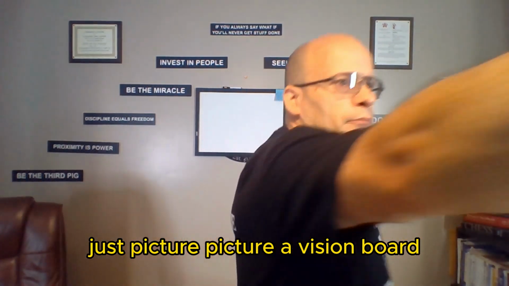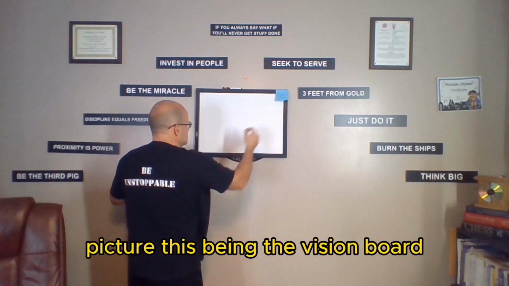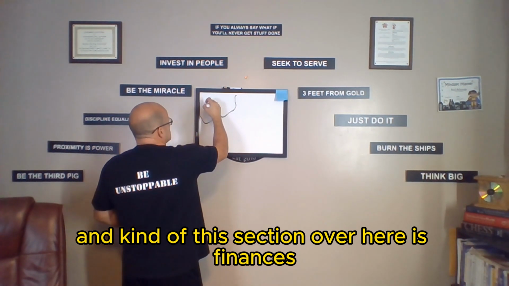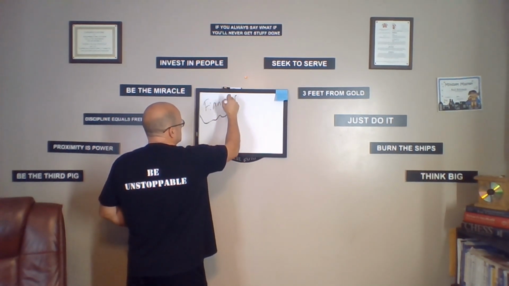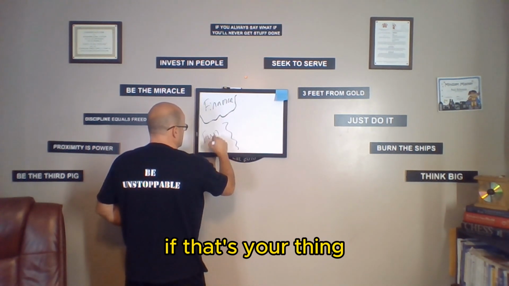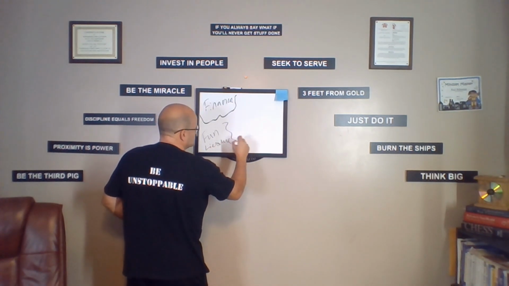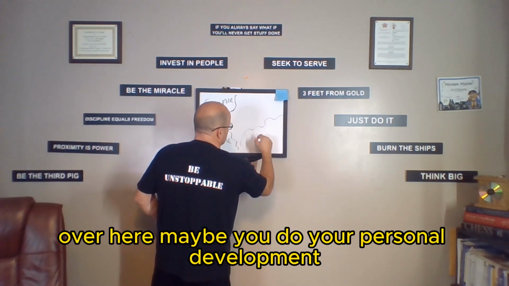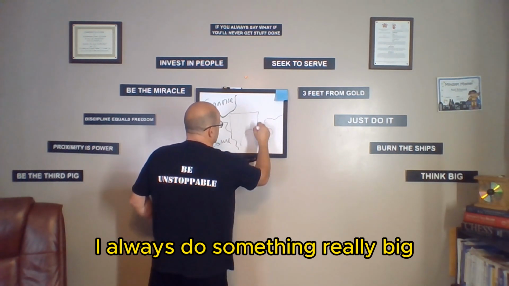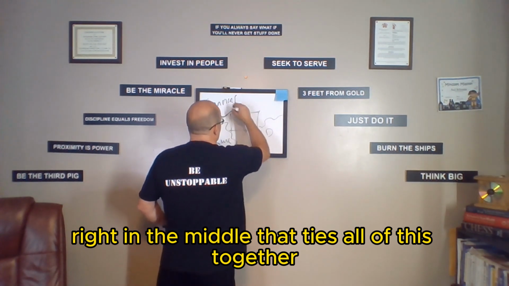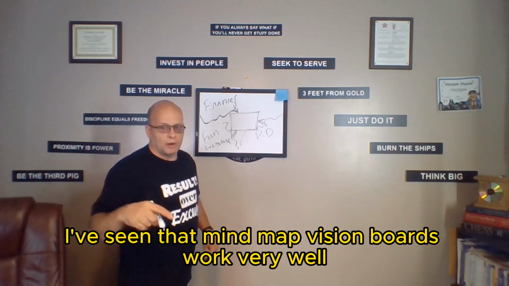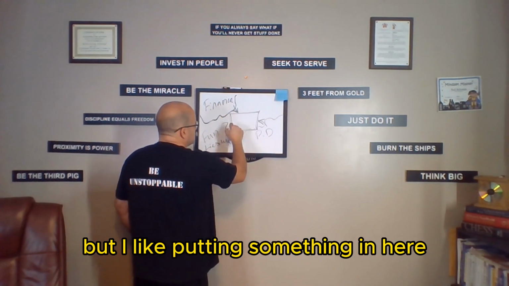Just picture a vision board. Picture this being the vision board, and kind of this section over here is finances. And then down here, you do fun and leisure if that's your thing. Over here, maybe you do your personal development. And right in the middle, I always do something really big right in the middle that ties all of this together. That's another thing. You could do a mind map vision board. I've seen that. Mind map vision boards work very well. But I like putting something in here.